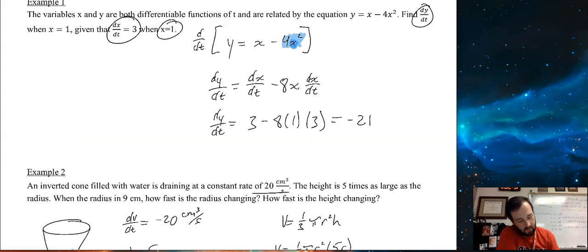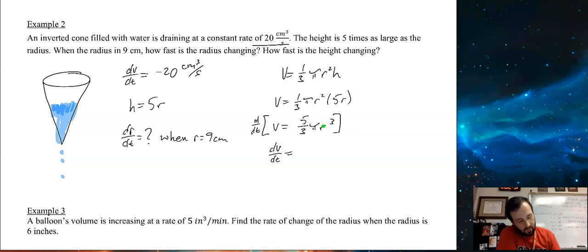equals, I will have to apply the chain rule here because I have an r cubed, and within that I have an r, so I'll bring down the 3, so 3r squared. So 5/3 pi times 3r squared times dr dt. The 3's will divide out, and I can plug in what I know now. So dv dt is -20, equals 5 pi times r, which is 9, squared, times dr dt.